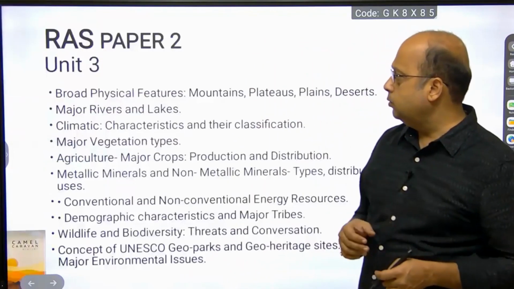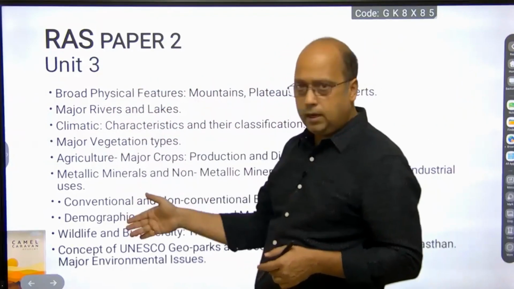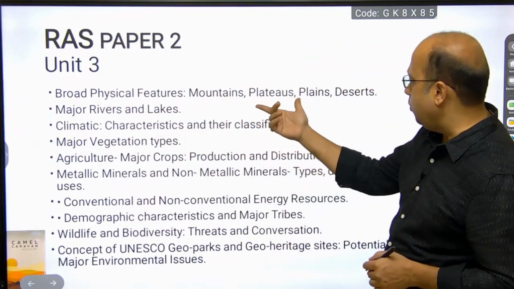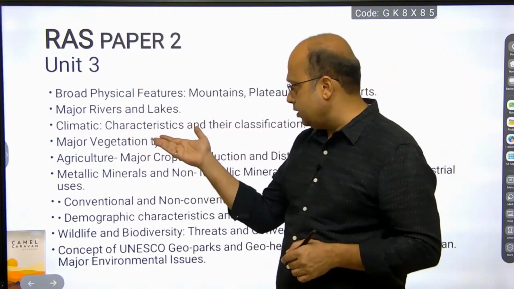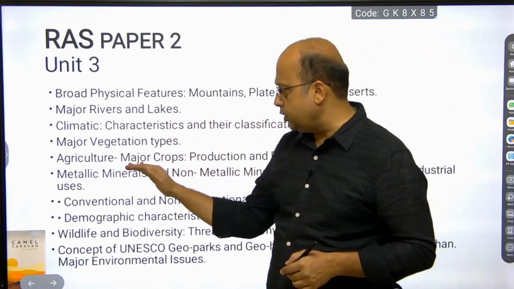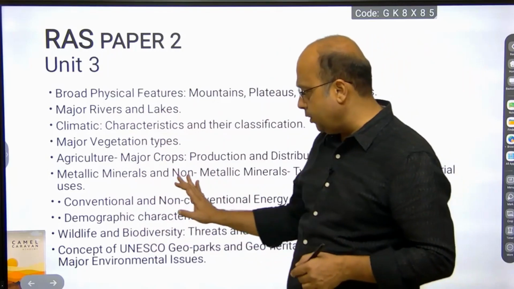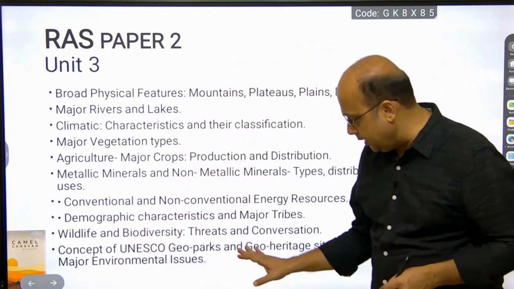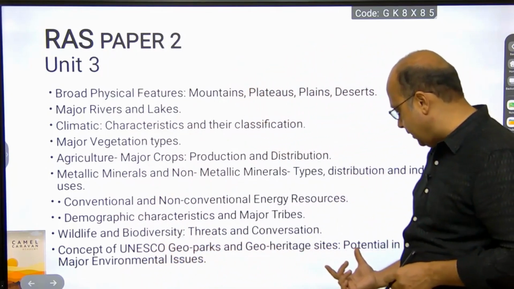Now, when you go through the syllabus, you will find it has all these relevant subtopics. We have broad physical features, where we need to address the mountains, plateaus, plains, and deserts. Then we have the river system, climatic characteristics and their classification, major vegetation, agriculture, metallic minerals, conventional and non-conventional energies, demography, wildlife, and then we have the unique content here, which says the concept of the UNESCO Geoparks and geoheritage sites.